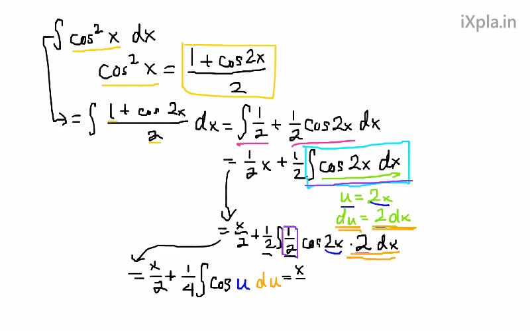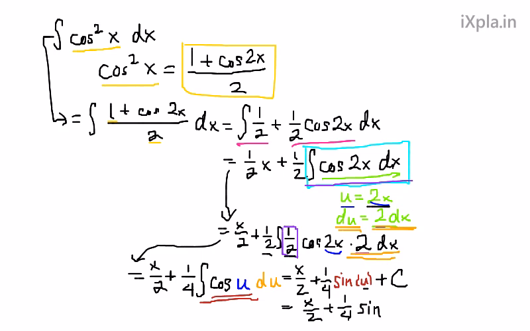This is x over 2 plus 1/4. What do you have to differentiate in order to get cosine of u with respect to u? Well, that's going to be sine of u. Differentiate sine of u, and you will get cosine of u. And don't forget your plus c here. The last thing to do is to replace this u with that 2x. So x over 2 plus 1/4 sine of 2x plus our constant c.